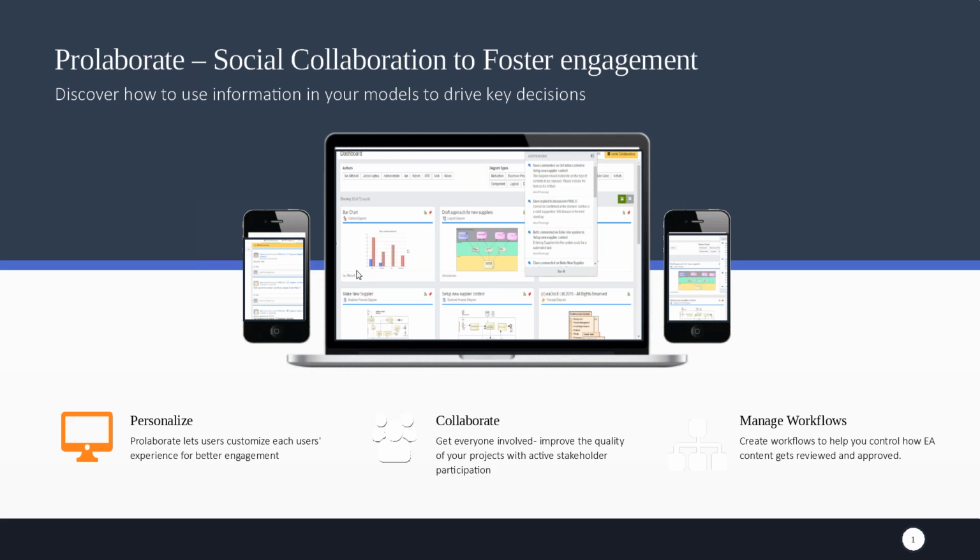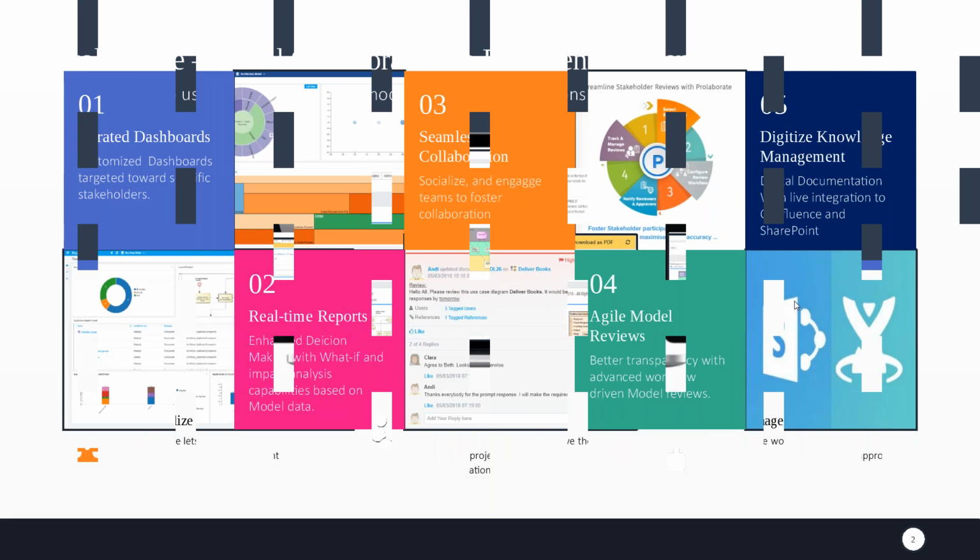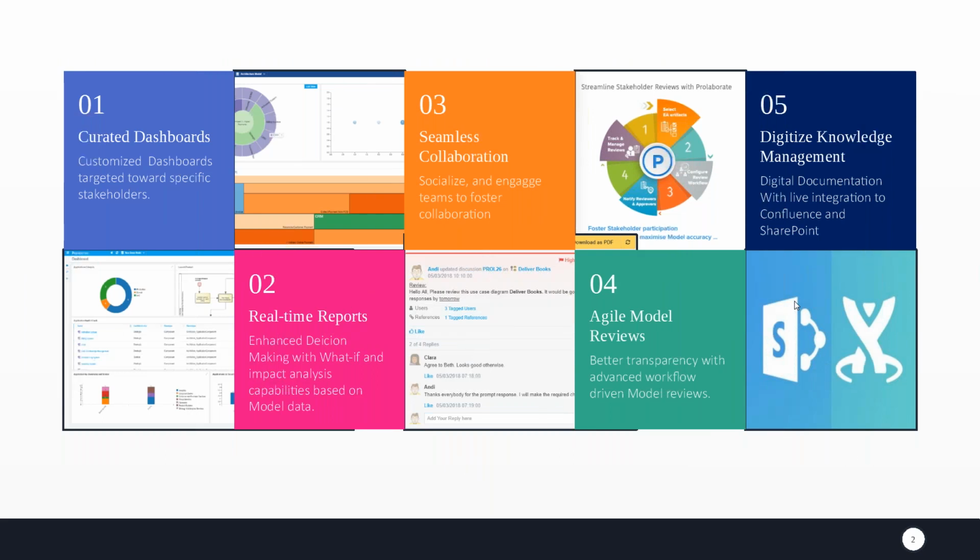So Liberate is designed for social collaboration to foster engagement. It allows you to discover how to use information in your models to drive key decisions. So it's great for personalization, collaboration, and for managing workflows. Liberate, which is another product which you can purchase, provides curated dashboards, seamless collaboration, digitalized knowledge management, and allows you to produce real-time reports and agile model reviews.